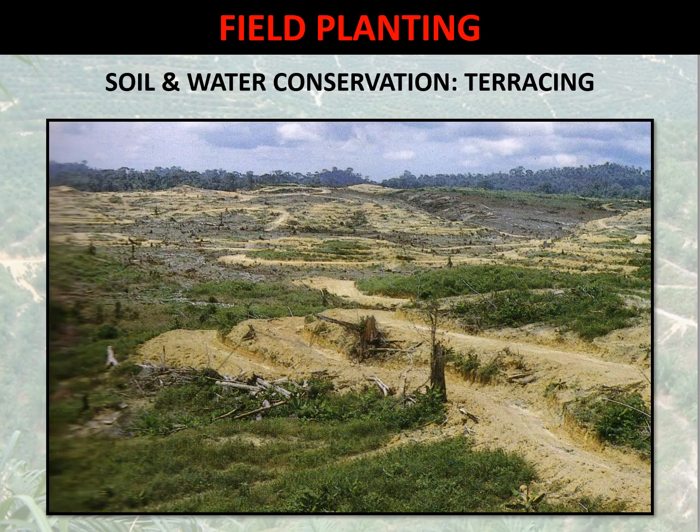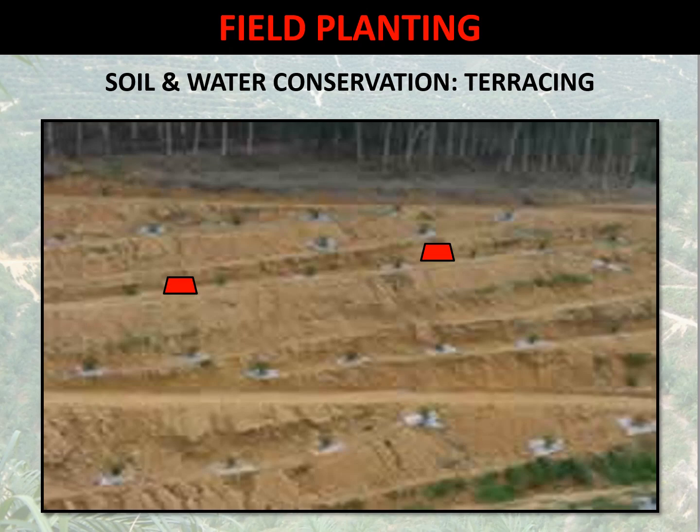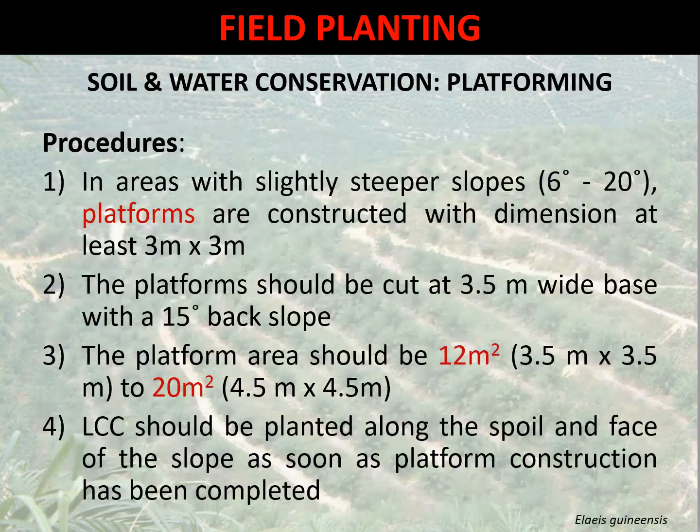This figure shows the terrace in the hilly area. This figure shows the terracing activity. Next, let's have a look at the platforming. In platforming activity, there are several procedures involved. In areas with slightly steeper slopes of 6 to 20 degrees, platforms are constructed with dimensions of at least 3 meters by 3 meters. The platforms should be cut at a 3.5 meter wide base with a 15 degree back slope.